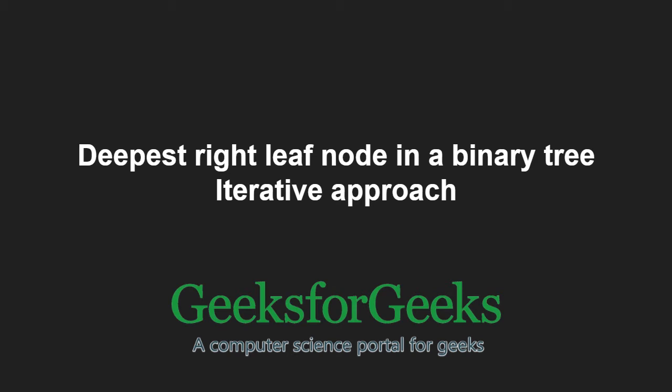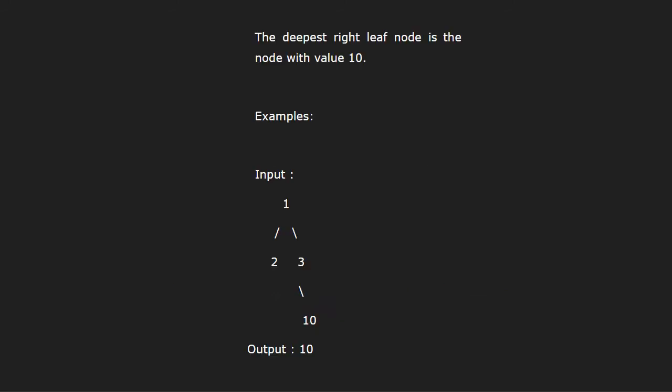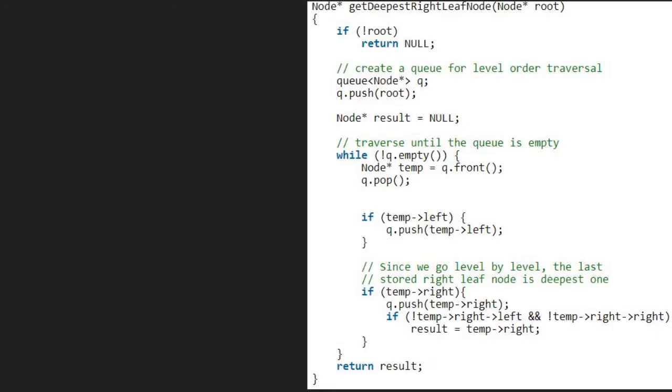In this video, we are going to understand the program which helps us in finding the deepest right leaf node in a binary tree. First, let us take an example. In this tree, the deepest right leaf node is the node with value 10. Now, let us see the algorithm.